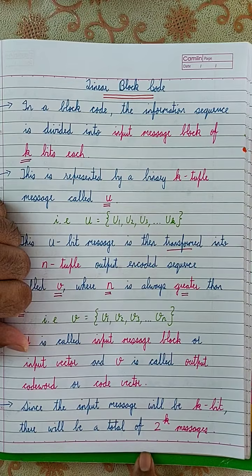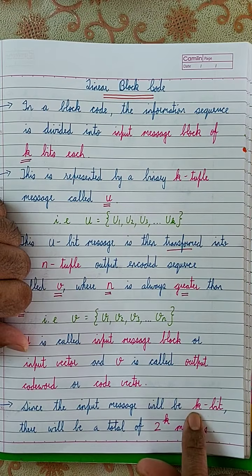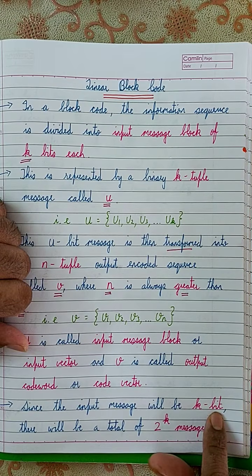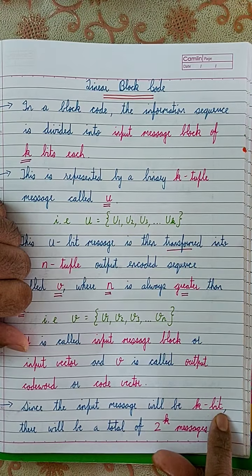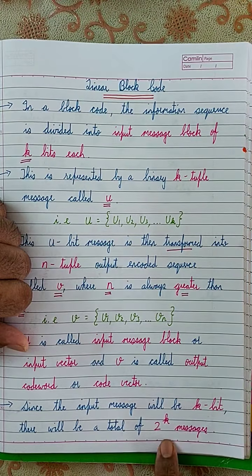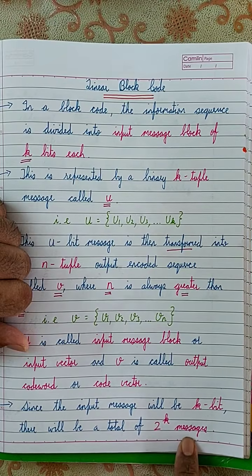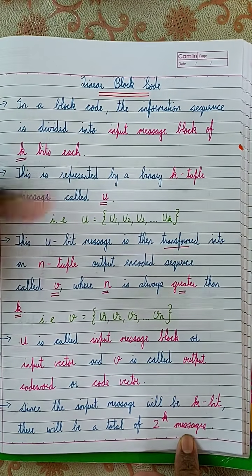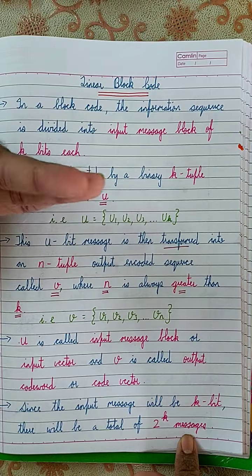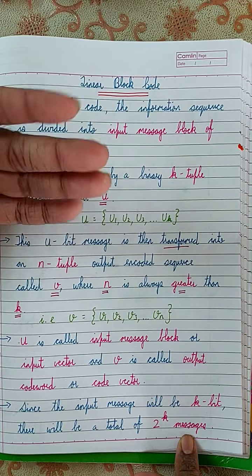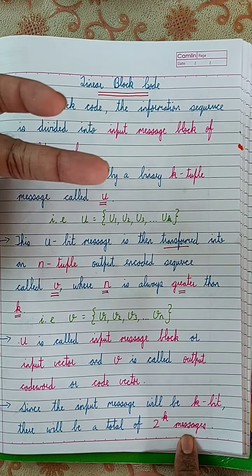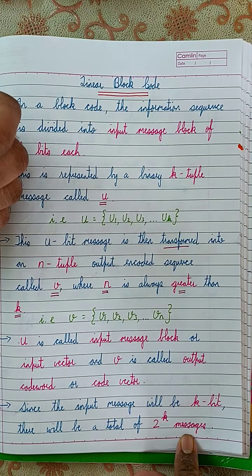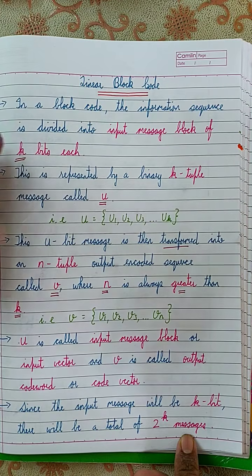Likewise, if the input message is having 3 bits, then how many messages will be there totally? It will be 2 raised to 3, that is 8 messages. What are those messages? It is 000, 001, 010, 011, 100, 101, 110 and 111. Like that, there will be 8 messages.